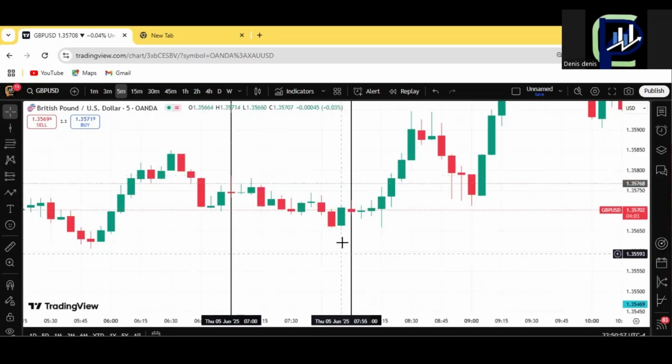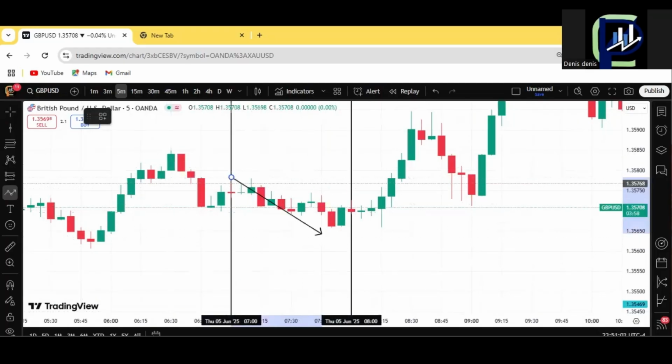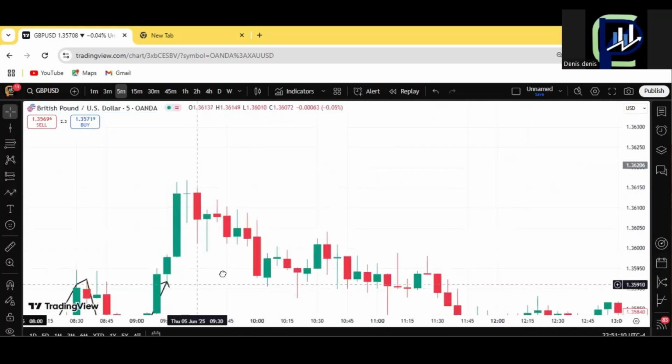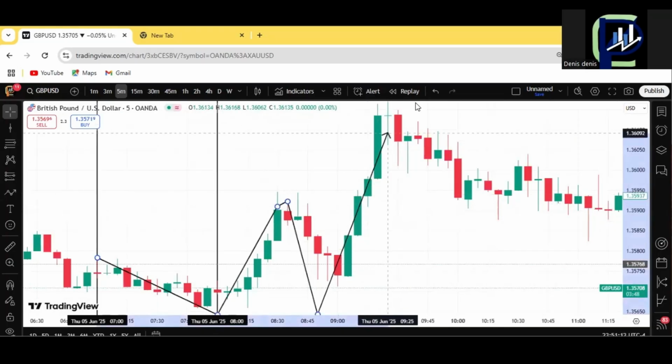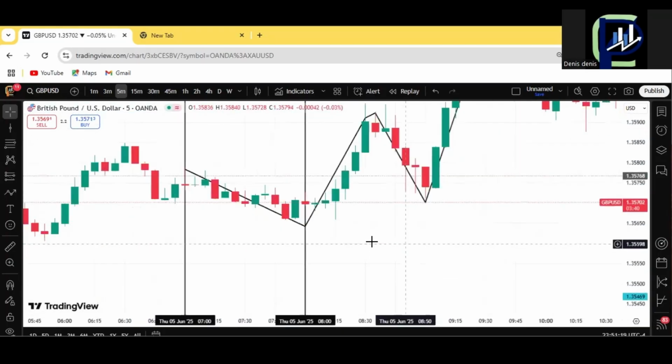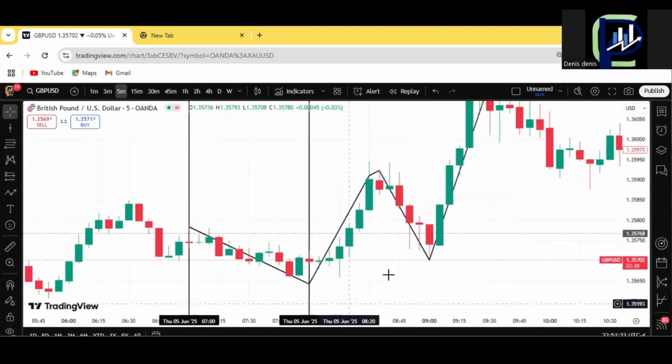So between 7 and 8, you can see the market was selling. Okay, between 7 and 8, this is bearish. So that means we are looking for buy opportunities over here. So you can see that we had a good buy trade over there. This is the 5-minute time frame. Right, so we have a good buy over there.